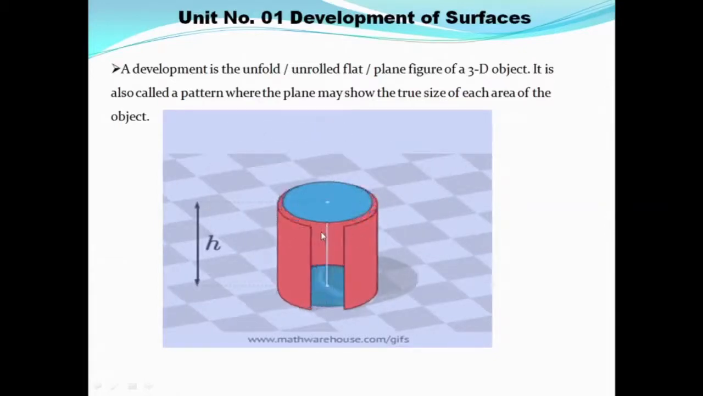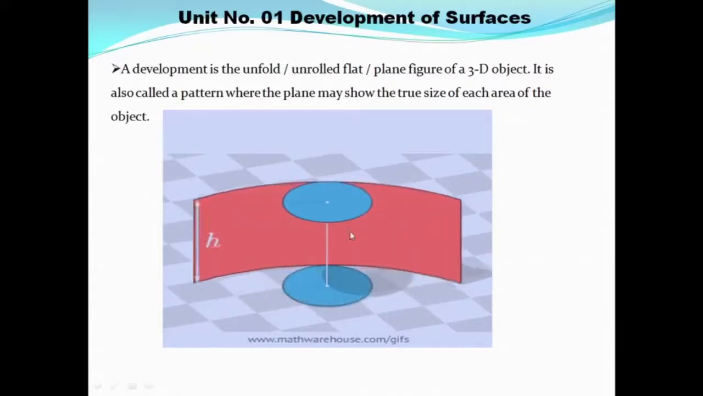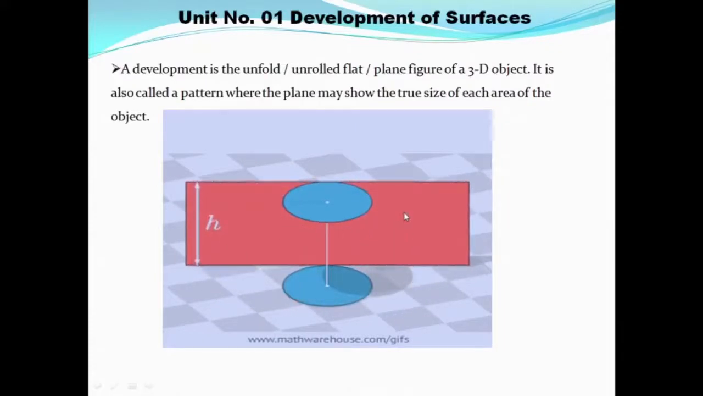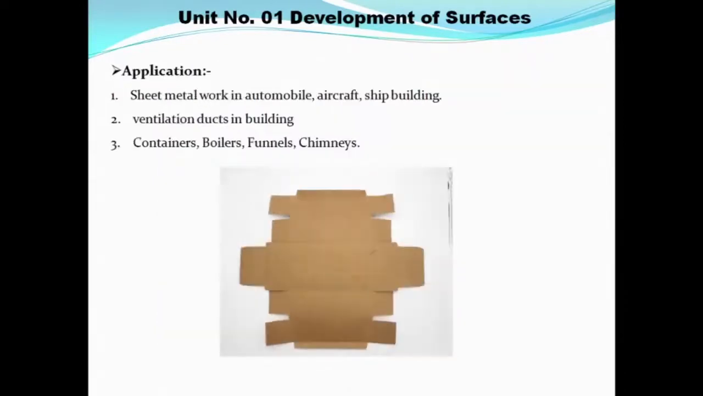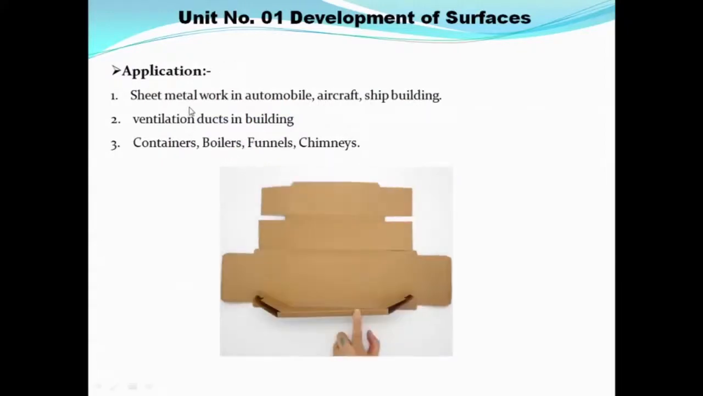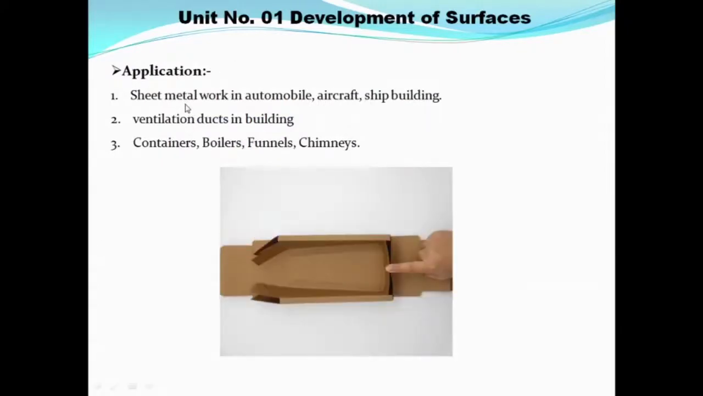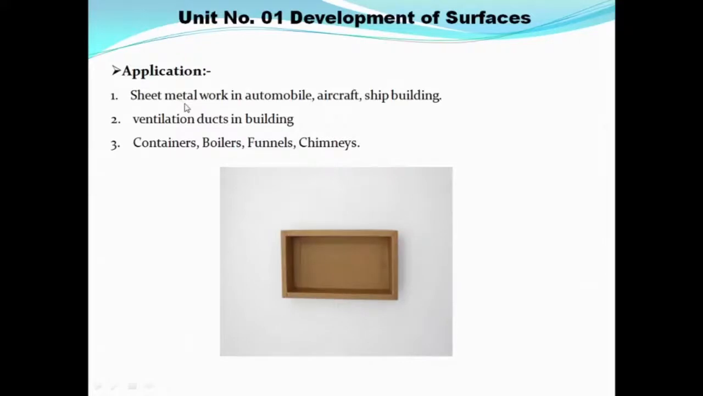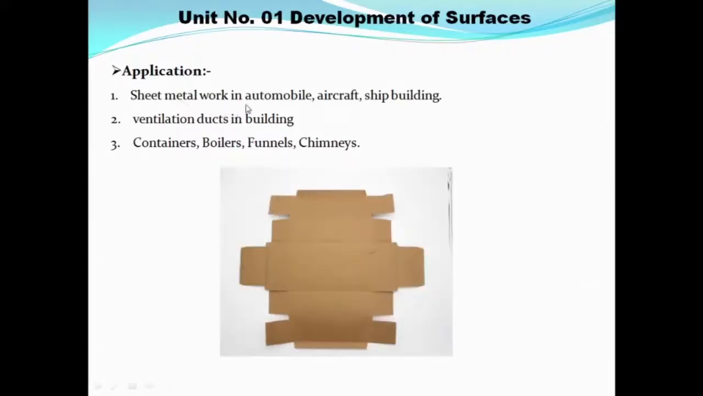When we cut or unroll, we get this development of surface. Different types of solid have different developments of surface. Next is the application of developments of surface. The first application is sheet metal work, for example in automobiles.